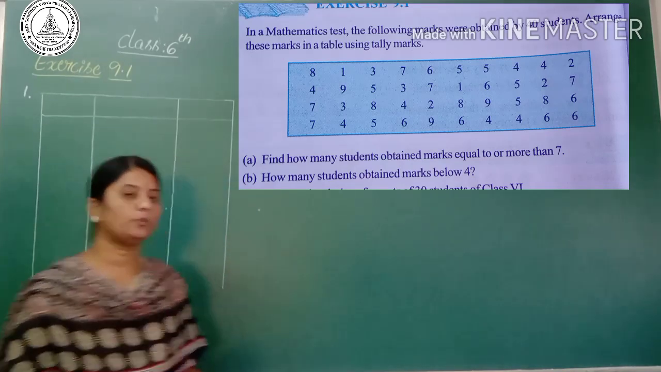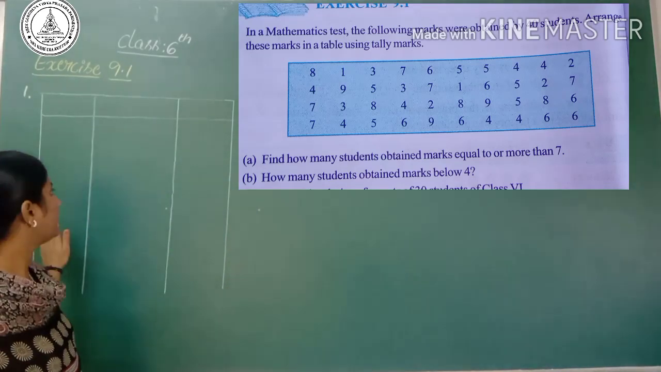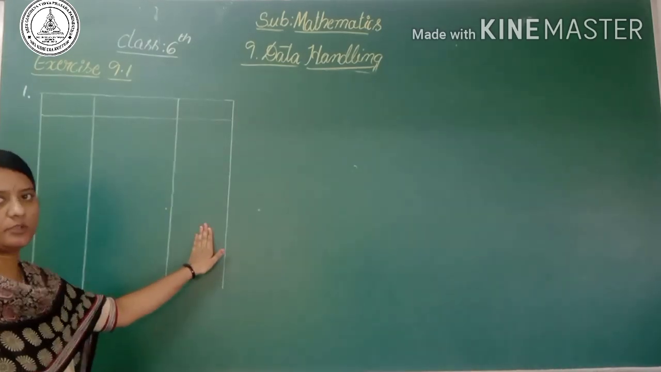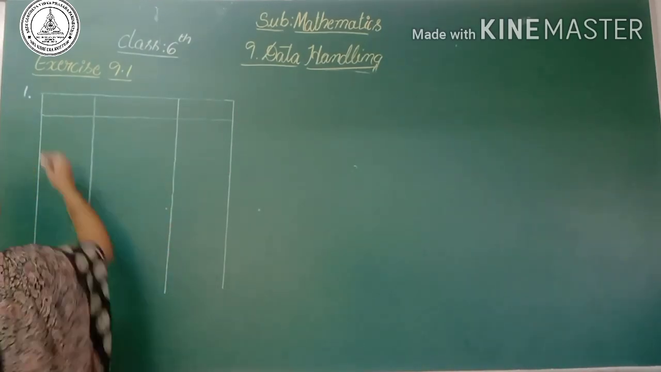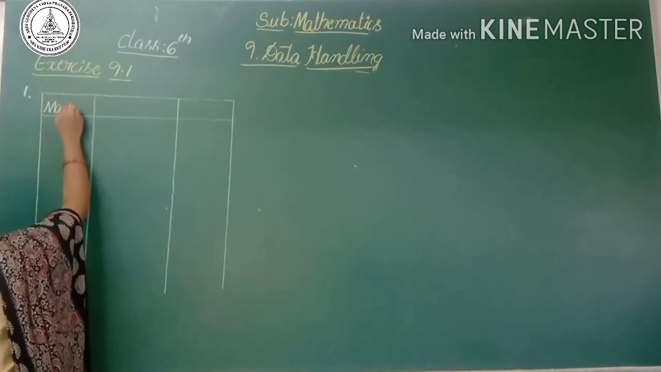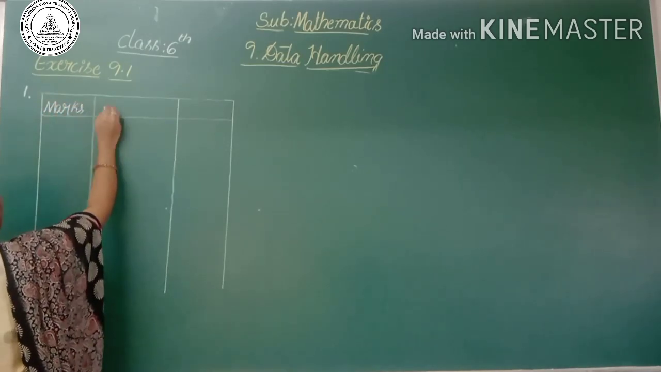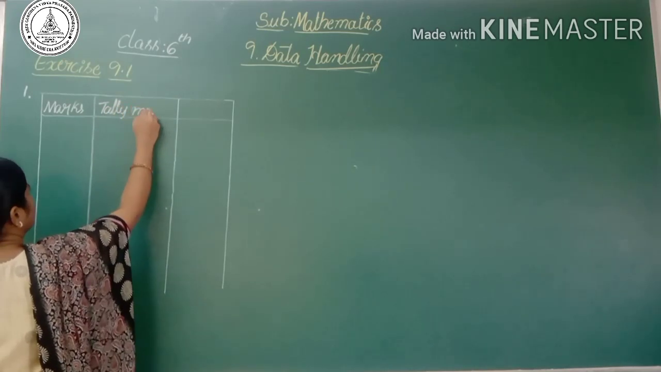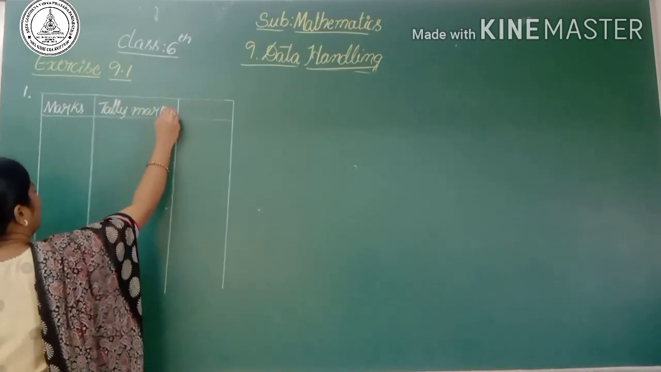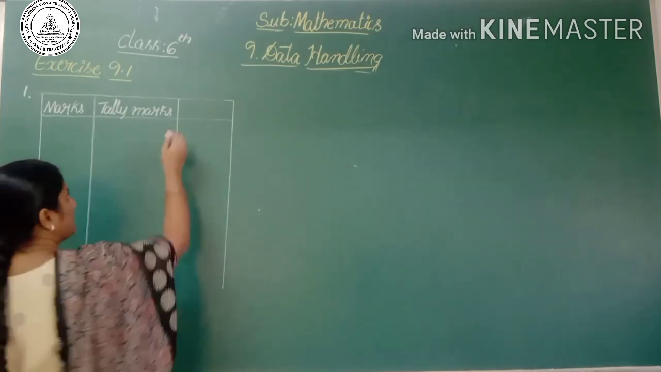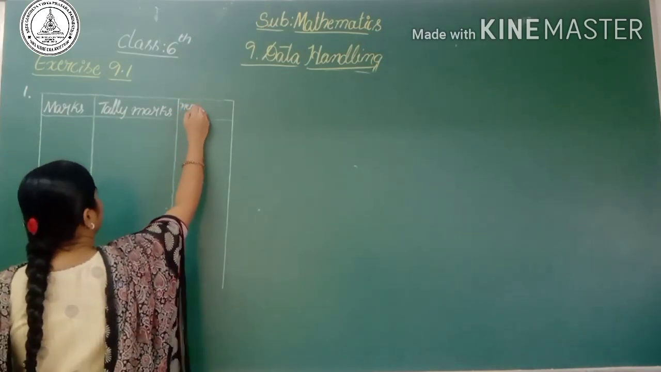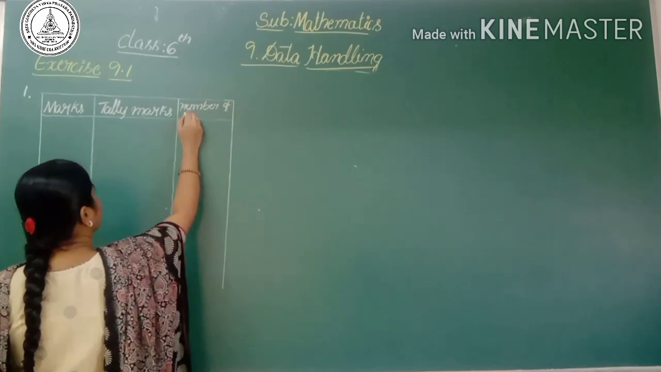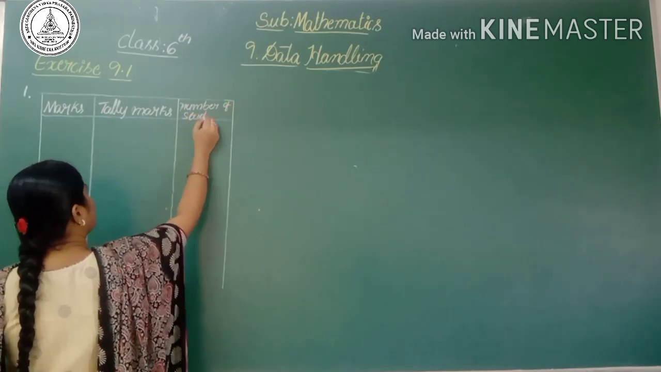Okay, so we have to make 3 columns. For the first one, marks, and then tally marks, and number of students. Okay, it's right here. First column is marks. Second column, tally marks. In the third column, number of students.